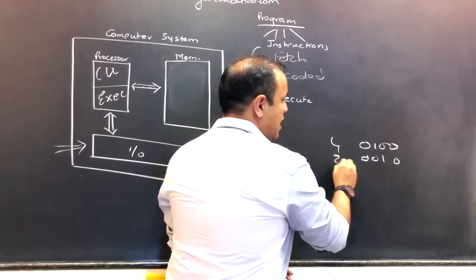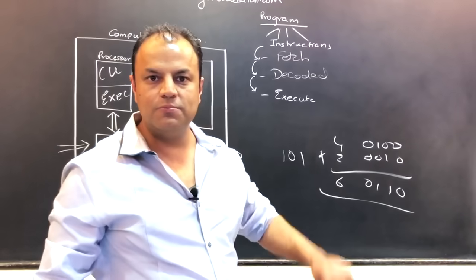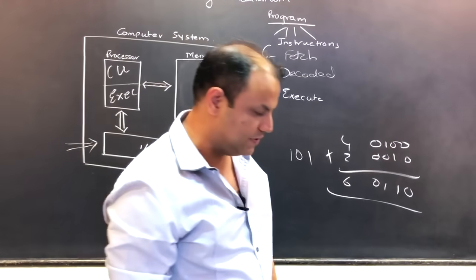This is 4 and 2. I want to add them. That is 0, 1, 1, 0. This is 6. So how are two numbers added? What is the circuit that does this addition?